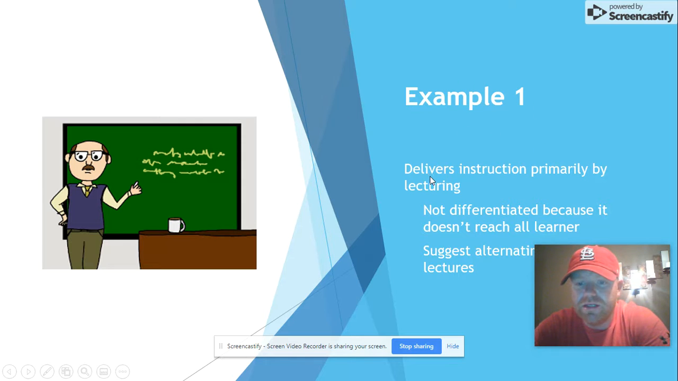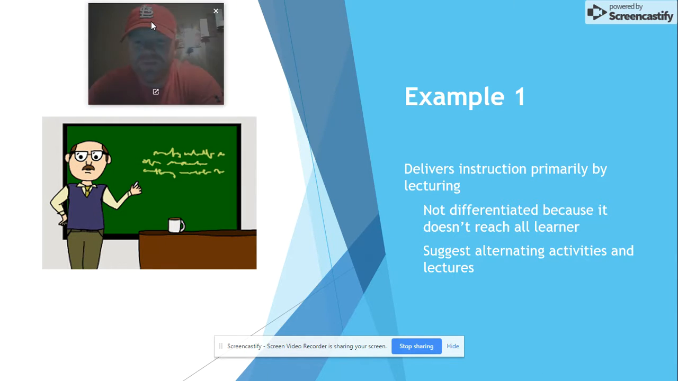Example one is a teacher who delivers instruction primarily by lecturing. This is not differentiated because it doesn't reach all learners. It just sticks to one group, and doesn't touch bases with every different group. My suggestion is alternating activities and lectures. For instance, there'll be times when you have to get the words out, the definitions and the meaning, so you lecture. But next time, do an activity, and get your learning like that.